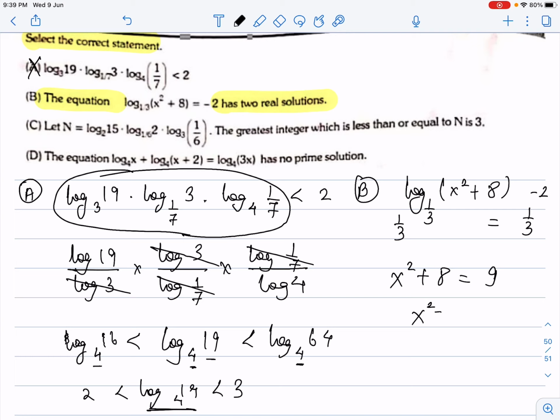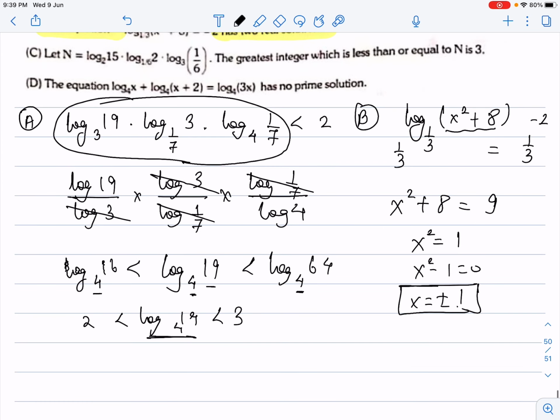So x square will be becoming 1 over here, or x square minus 1 is equal to 0, or x is equal to plus or minus 1. Now guys, we are concerned about whether this plus or minus 1 both would be making the argument of log as positive or not. So yeah, it is making the argument of log as positive over here, and both of these are the solutions of the given equation. So option B will be going right over here.